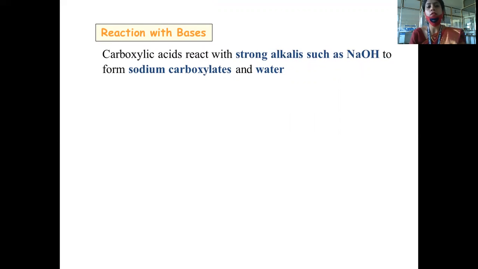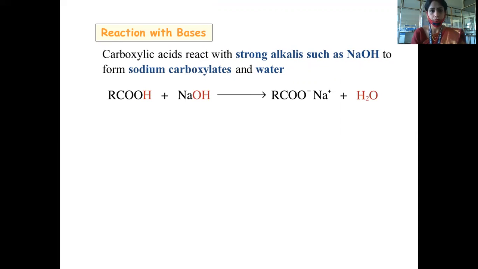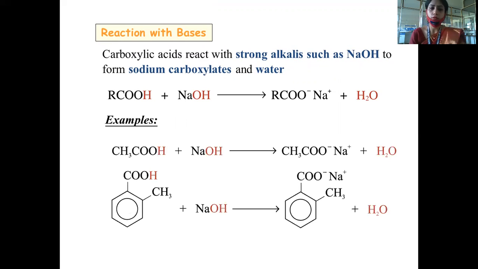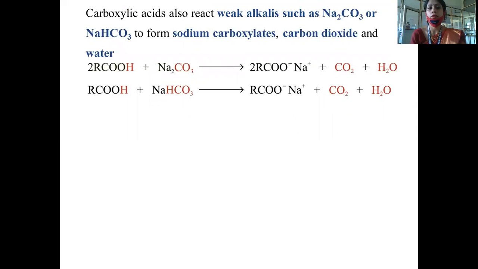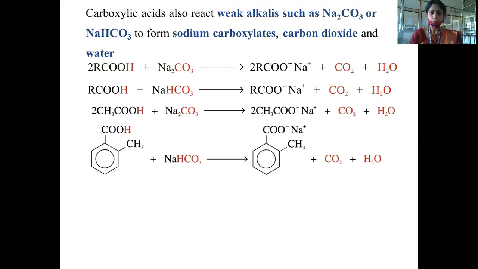Carboxylic acids also react with bases like NaOH to form sodium carboxylate in water. An example is shown over here. Acetic acid reacts with NaOH to form sodium acetate in water. Then carboxylic acids also react with weak alkalis like sodium carbonate and sodium bicarbonate to form the respective sodium carboxylate, carbon dioxide and water. With sodium carbonate, the reaction is RCOOH gives RCOONa plus carbon dioxide and H2O, and a similar reaction happens with sodium bicarbonate also.